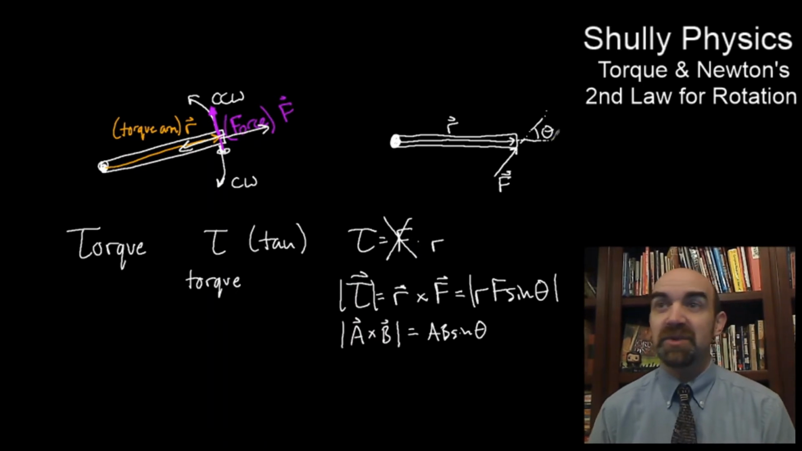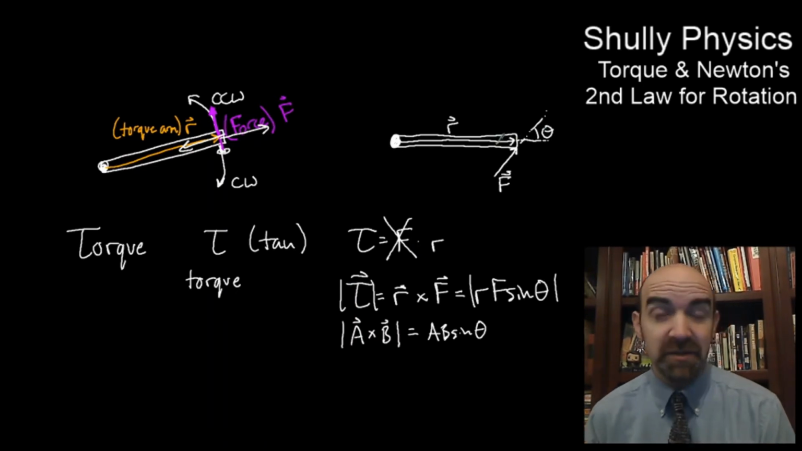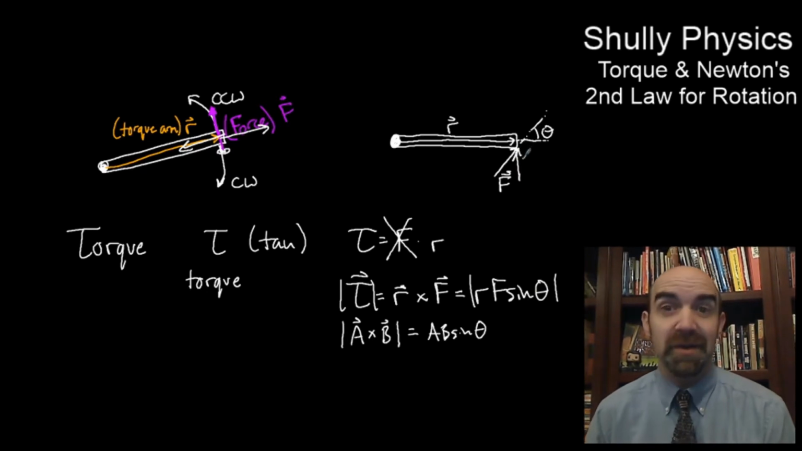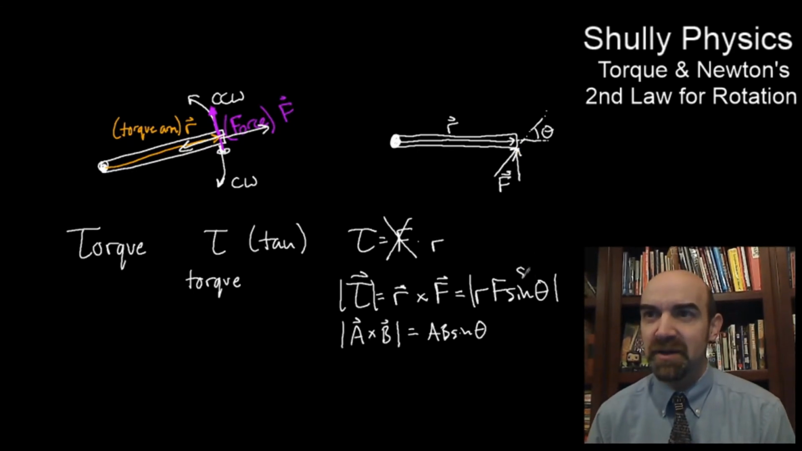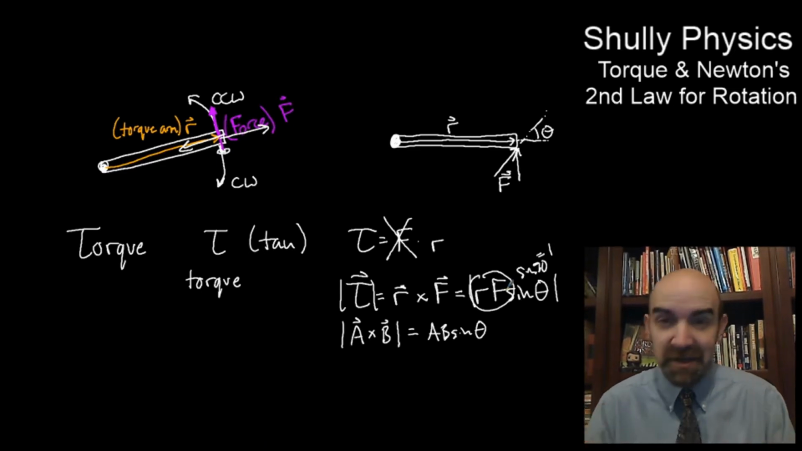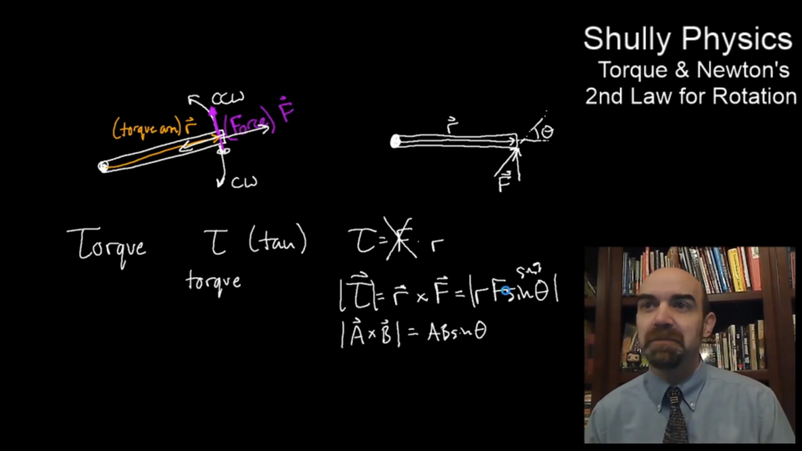Or what if I pushed inward? What if this angle was 180 degrees? Pushing inward would also give 0 torque. Sine of 180 is 0. So you see how this expression is working out for torque. Now go back to that previous example: what if the force is perpendicular to the torque arm? What if it's 90 degrees? Well, sine of 90 gives us 1. That would mean RF would be the maximum amount of torque we could give the system if we apply a force at a 90-degree angle to that torque arm.